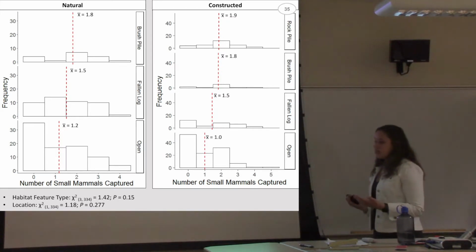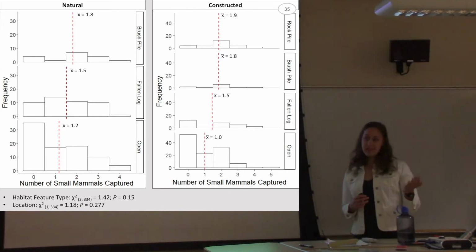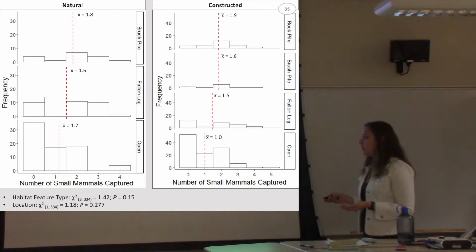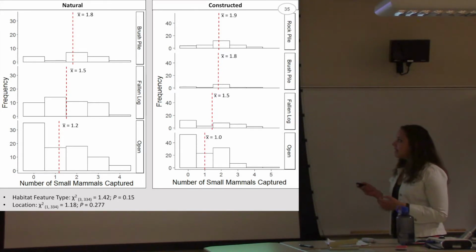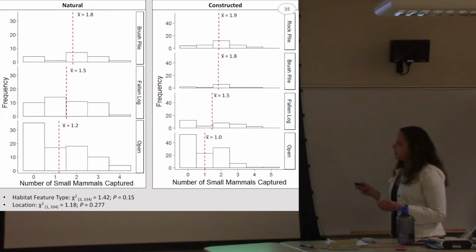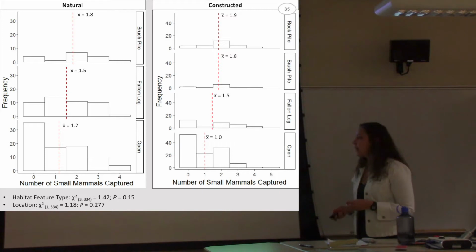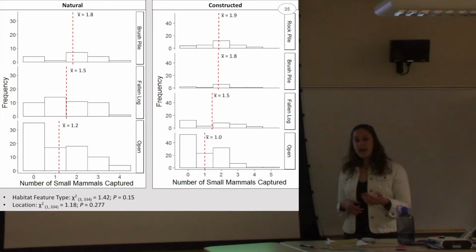So these are histograms of number of animals captured. We had 0 meaning no captures at a trapping station, going up to 4 captures per trapping station, and this is the frequency, or how many times those captures occurred. Then we have naturally constructed habitat features versus artificially constructed habitat features: brush piles and fallen logs in natural, compared to rock piles added into our constructed habitat features by Washington DOT. My model did not find a significant difference in habitat feature type.